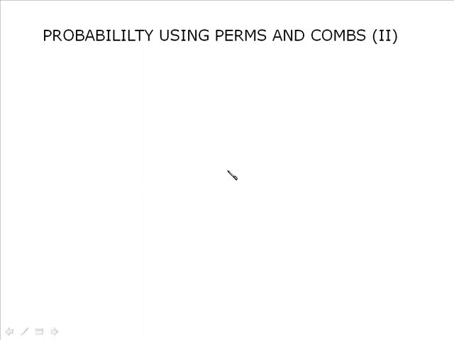This is a lesson on probability, again using permutations and combinations as we did in the previous lessons, just an extension. Two questions that are considered relatively complex, relatively difficult, particularly the last one. So let's see what we can do with them.